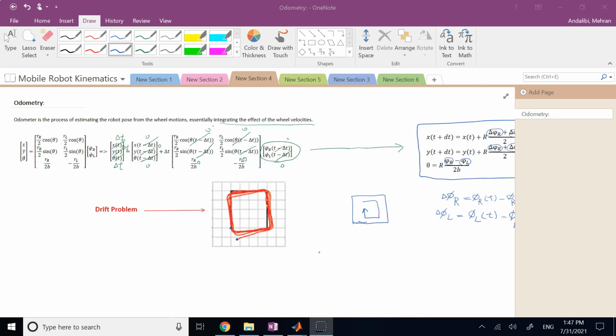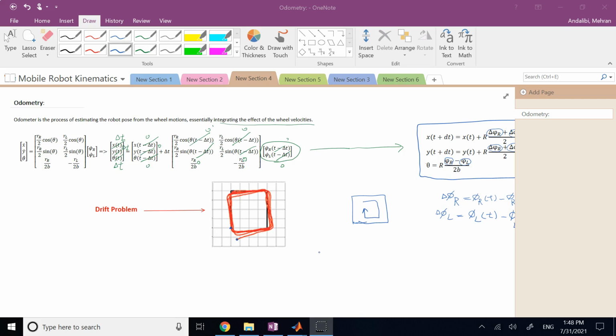Now, the main problem with this dead reckoning or odometry is drift, which means the estimated path is going to deviate from the actual path over time. And in reality, it comes from two major problems. One is the slipping of the tires, because these equations that we have are all based on pure rolling without slipping of the tires. And if there is any slipping, these equations are not going to be completely valid, right? There will be some changes.